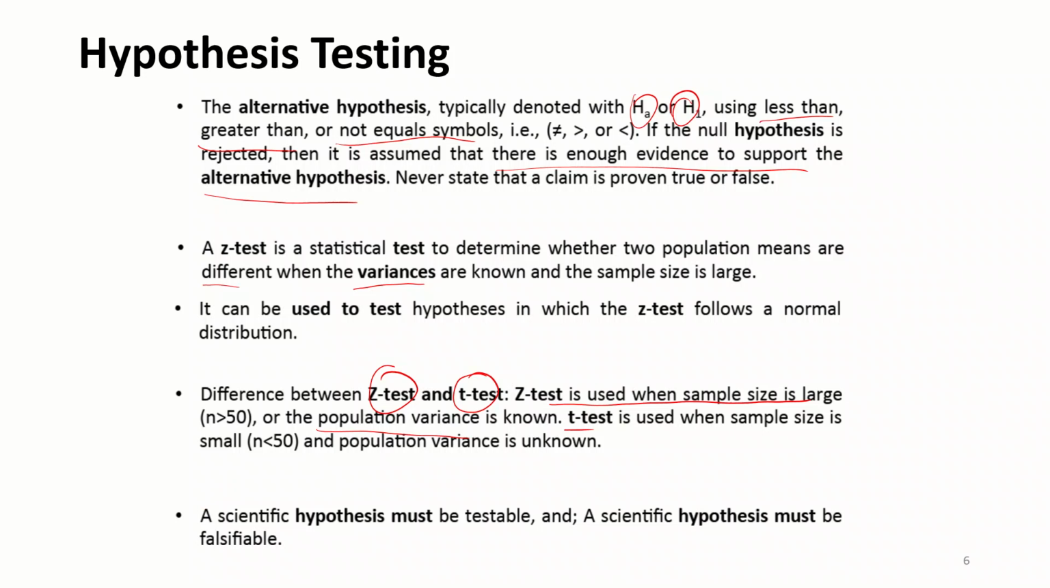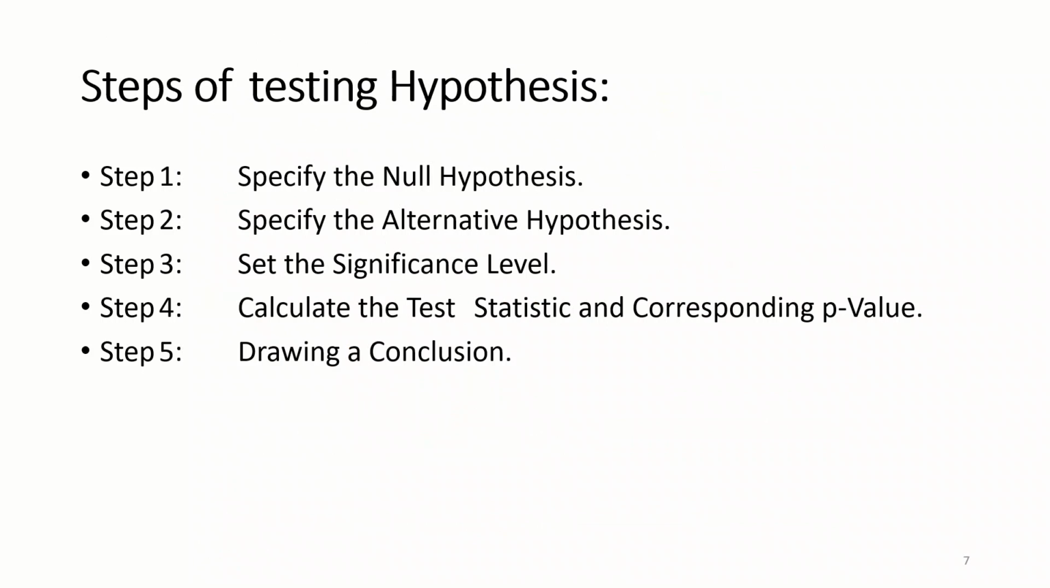The important thing is a scientific hypothesis must be testable, and a scientific hypothesis must be falsifiable. These are the important parameters that should be there in a scientific hypothesis. So, the testing procedure: you have to specify the different hypothesis statements, set the significance level like 95%, 90%, 99%, calculate the test statistic and corresponding p-value, and draw a conclusion by comparing both the values.